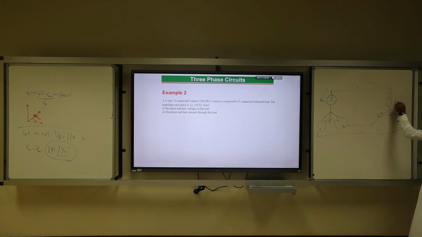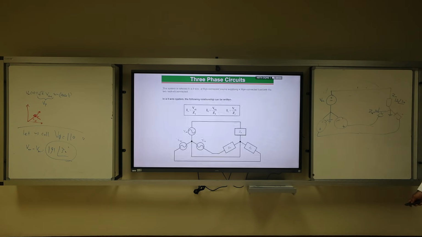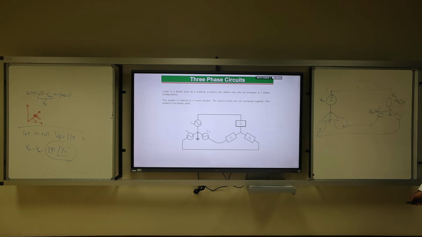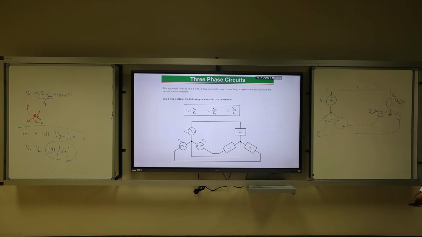What's the impedance? 12 angle 30. What is ZB? No, not the same. Minus 90, plus 150. You see, it's set. We do not add 120. What's the balance condition?